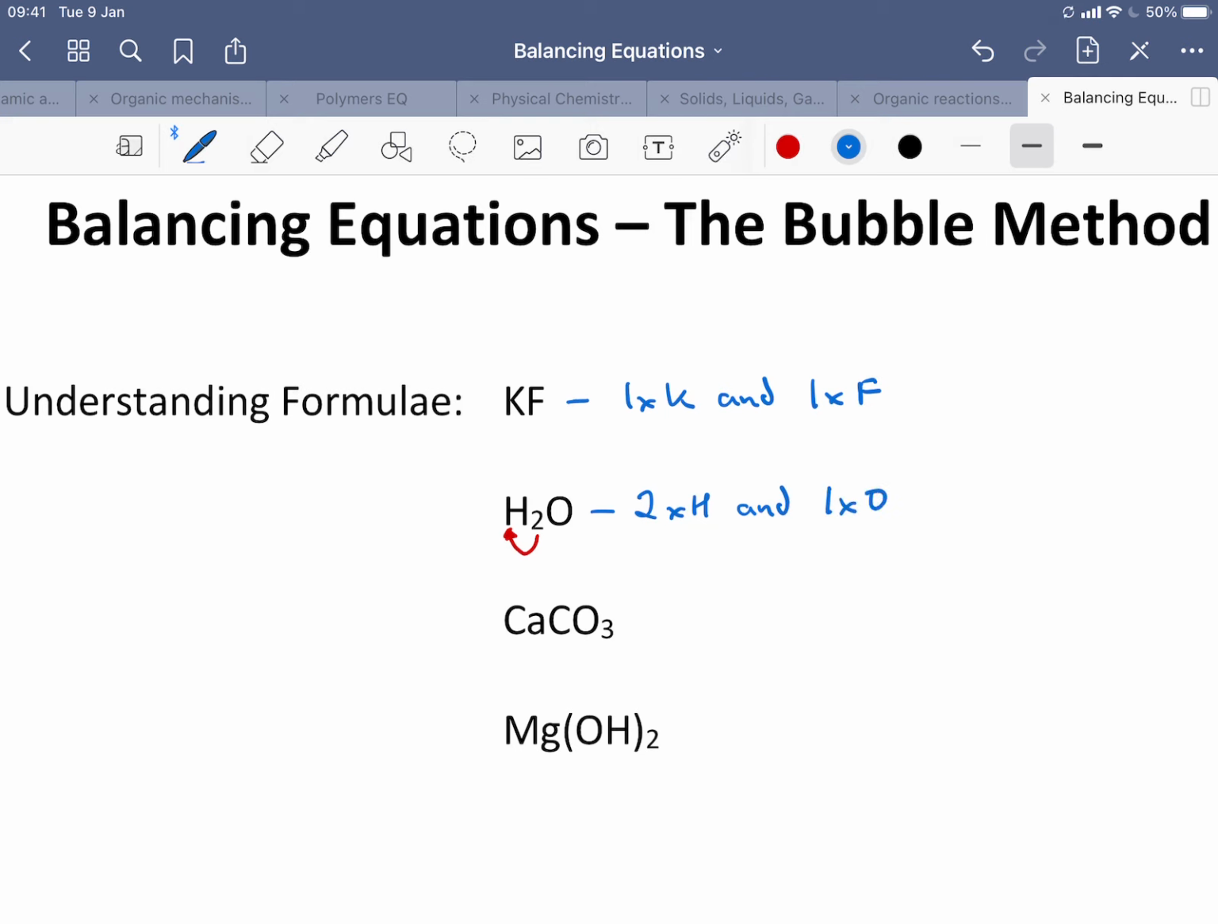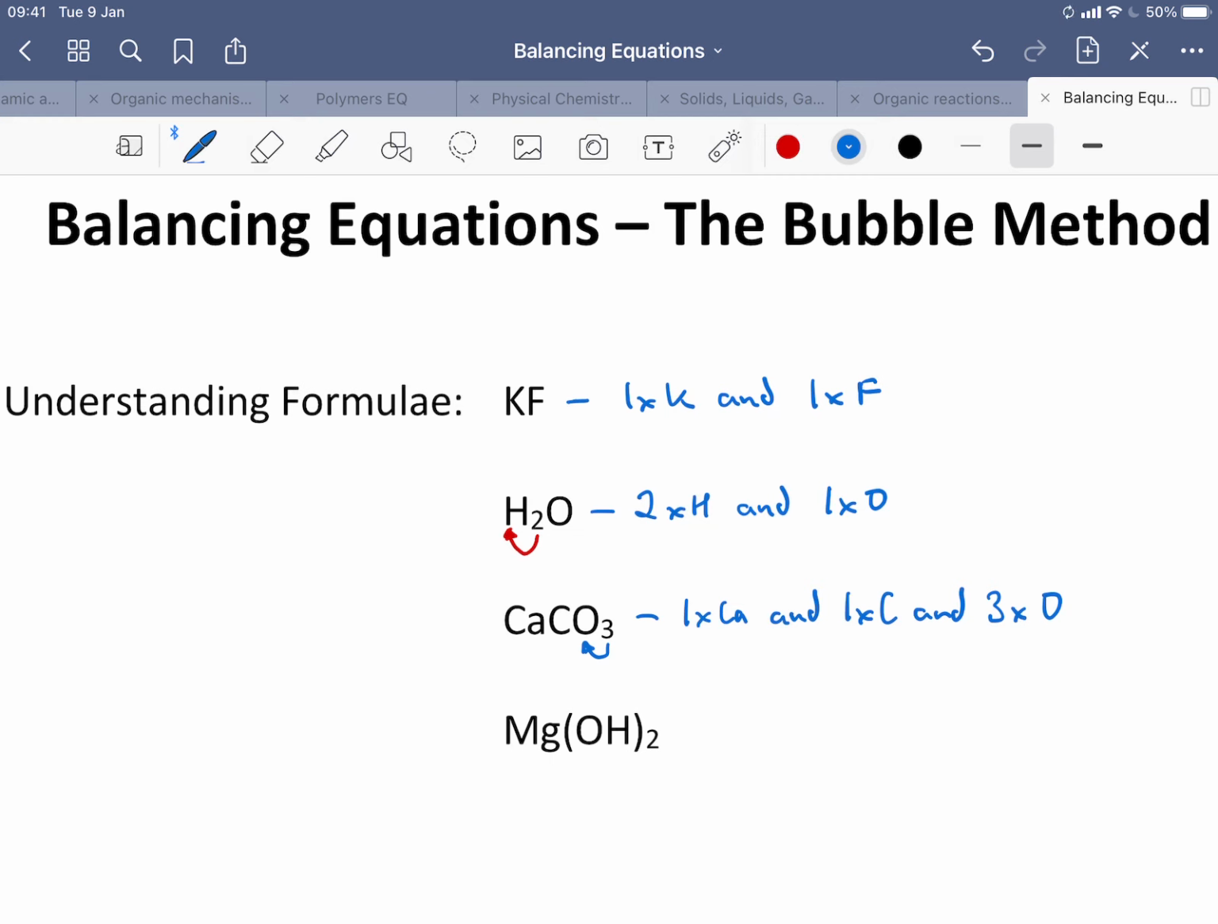When we look at the next one, which is calcium carbonate, CaCO3, we have got a subscript number again, that 3 there. That comes straight after the oxygen, so that number is referring to the oxygen. There is nothing after the carbon, there's nothing after the calcium. So what we've got here is 1 times calcium and 1 times carbon and 3 times oxygen.